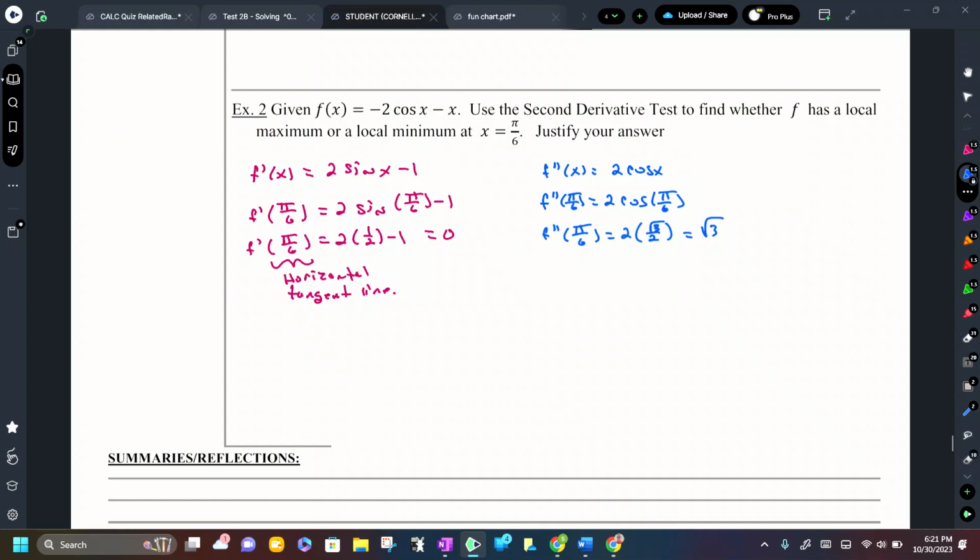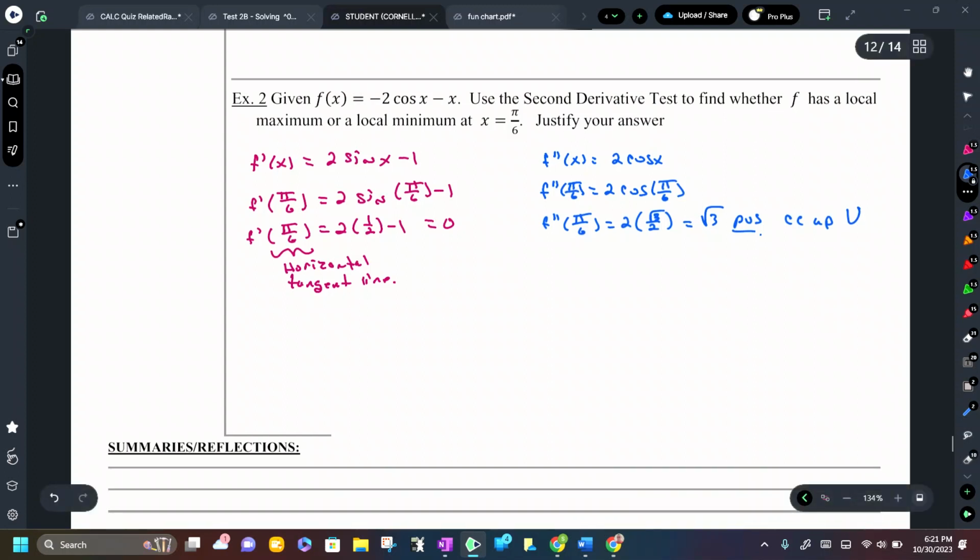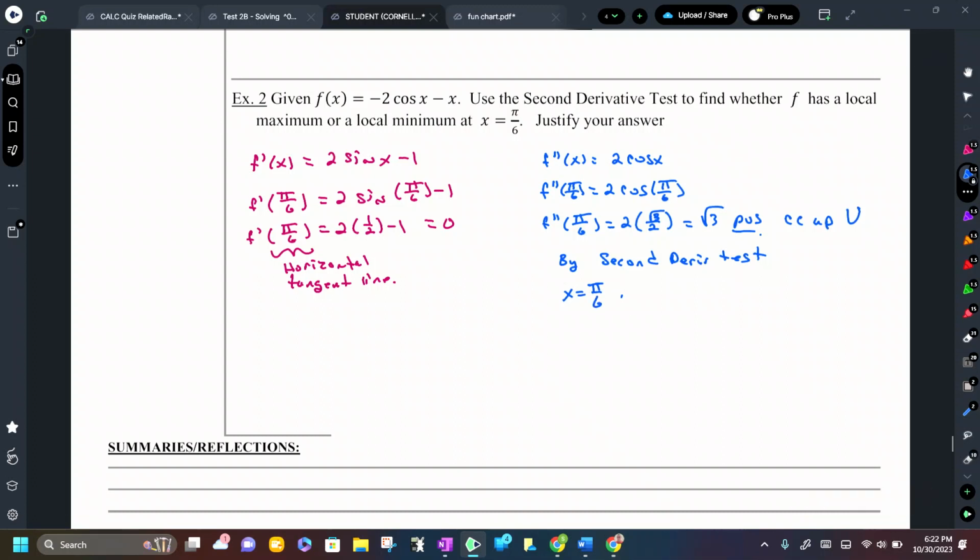So my second derivative at this point is positive. And we have a horizontal tangent line from our first derivative at that point, right? Since it's positive, that means that we are concave up. So it looks something like that. If we're concave up, that means we have a local min. So let's say by the second derivative, here's our justification. By the second derivative test, x equals pi over 6 must be a local min.